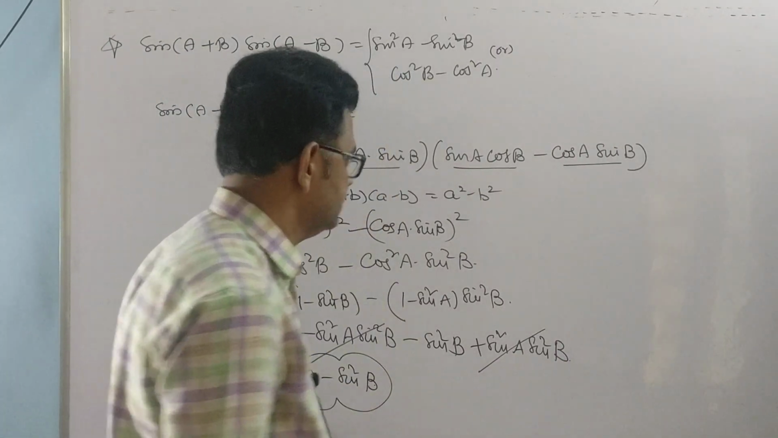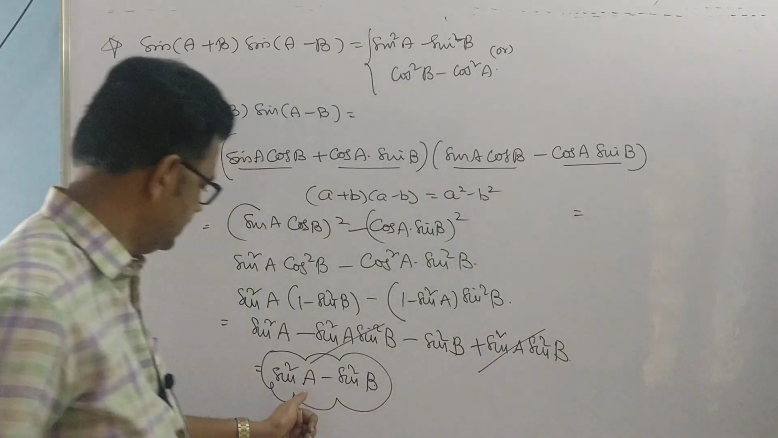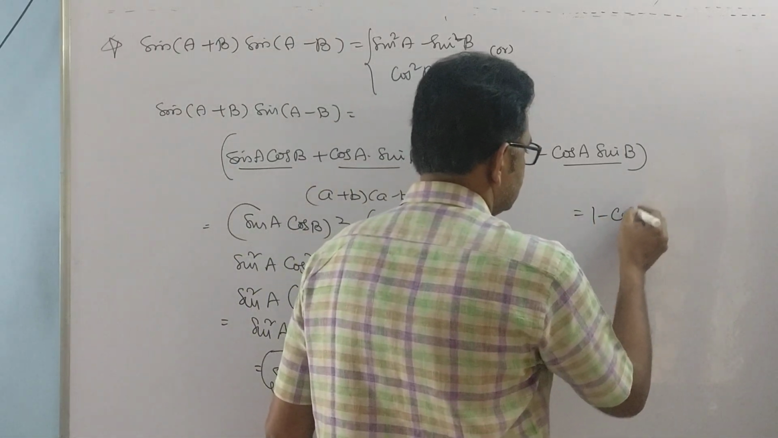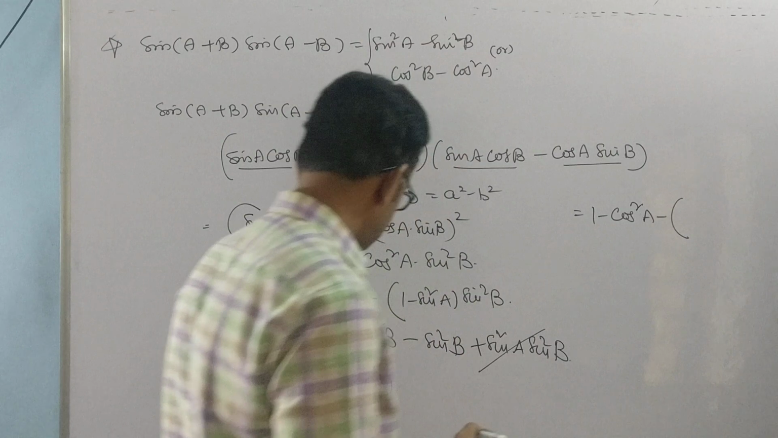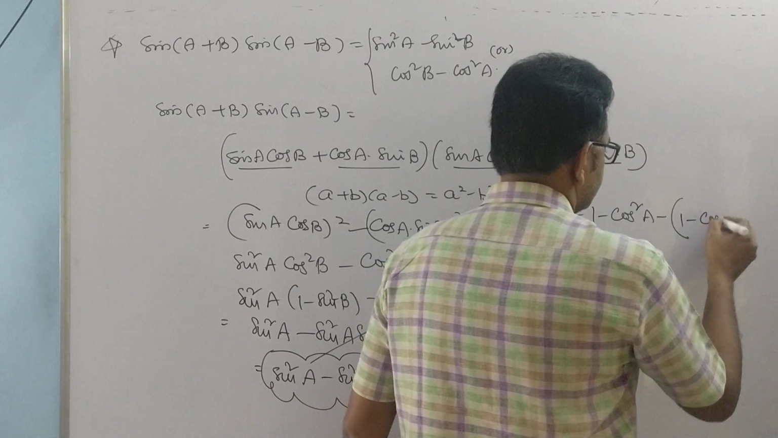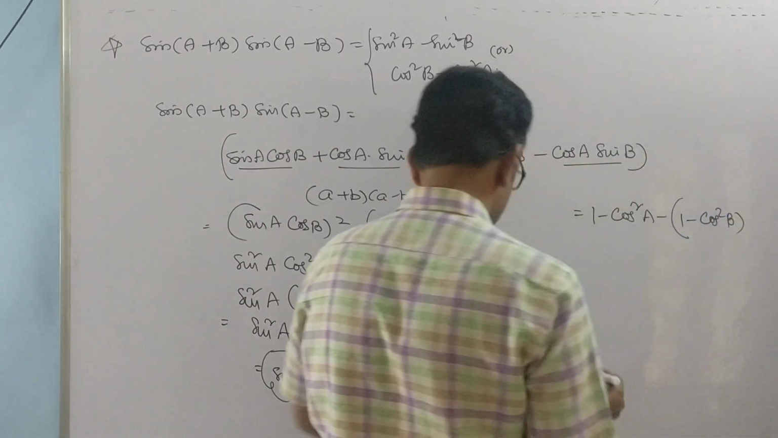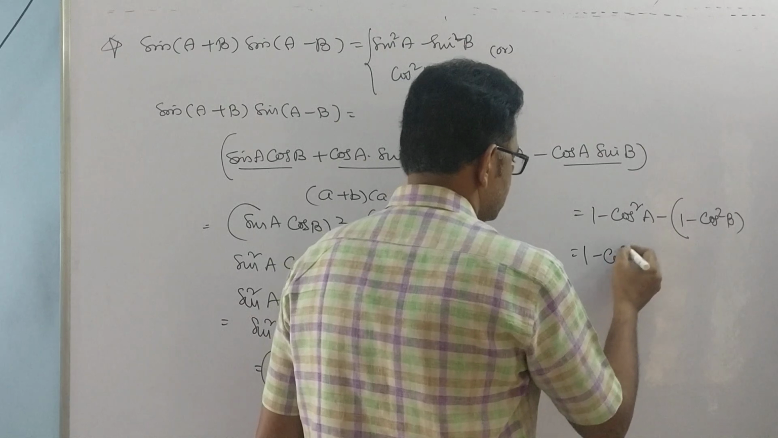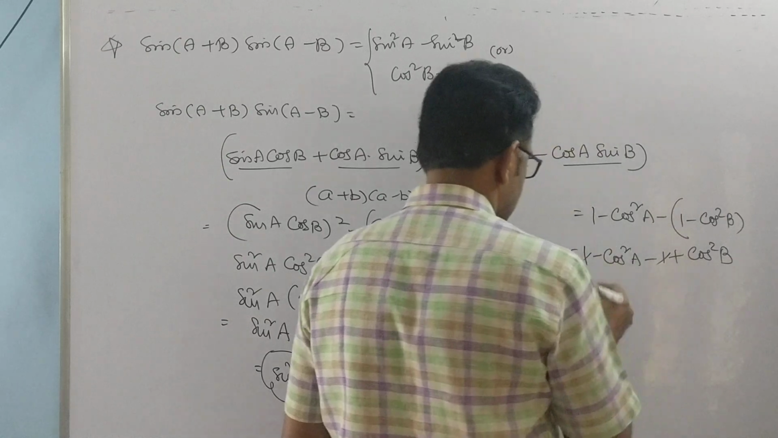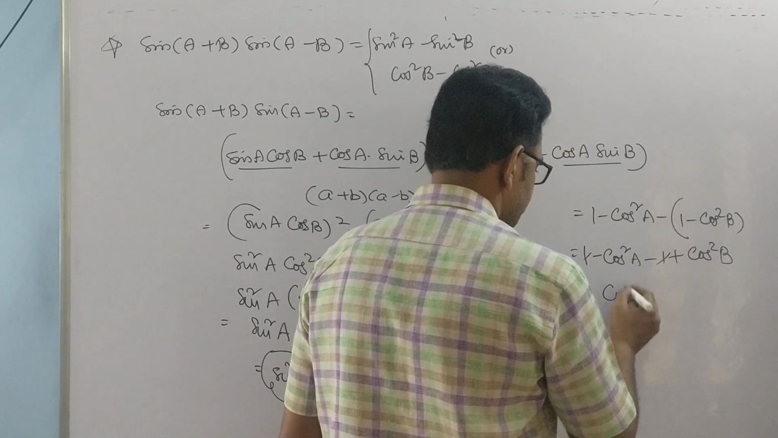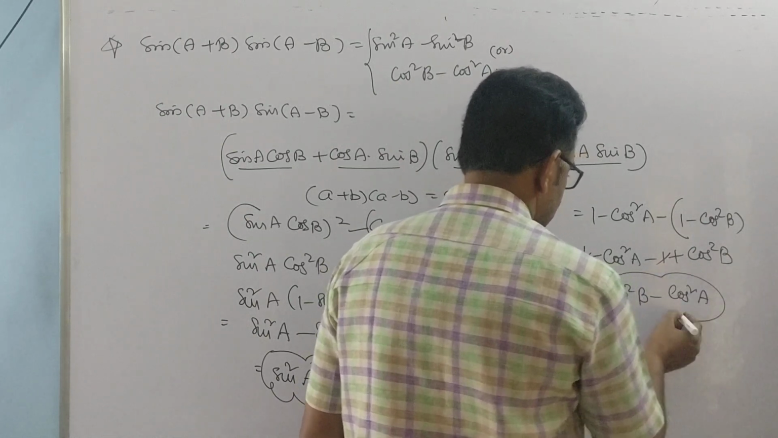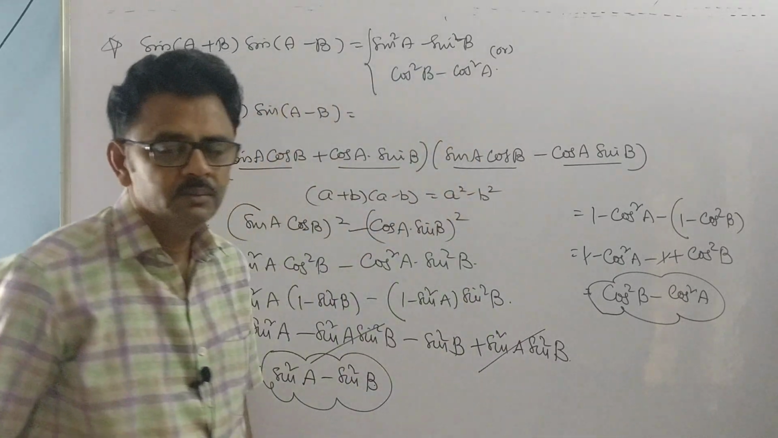So that also can be written as, that is equal to sine square A, you write 1 minus cos square A, minus of sine square B, right, 1 minus cos square B. So this is equal to 1 minus cos square A minus 1 plus cos square B. 1 cancel, that is cos square B minus of cos square A. So this is another formula. So write down.